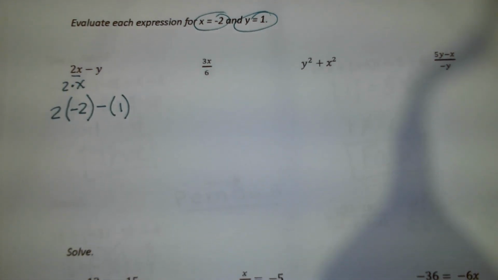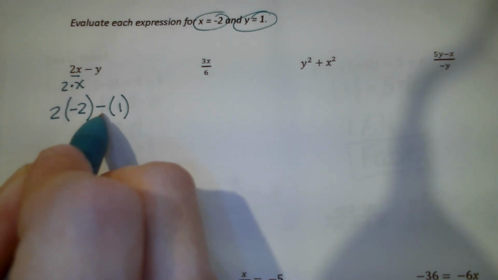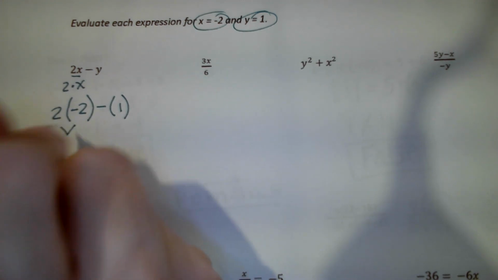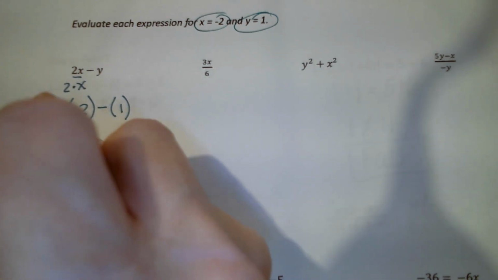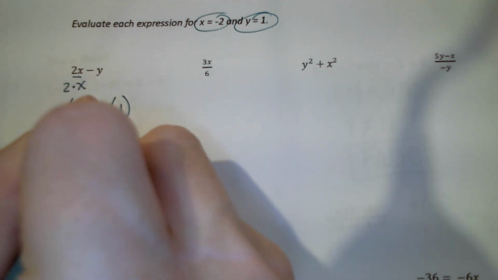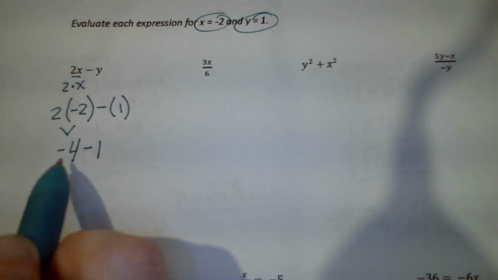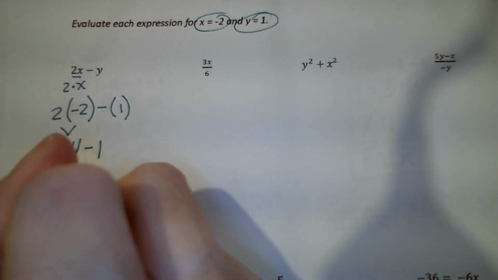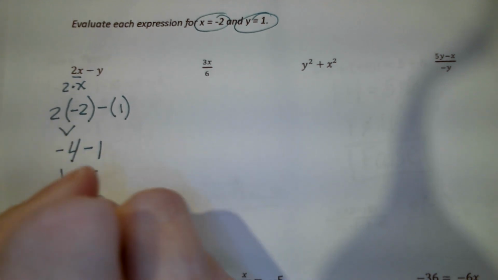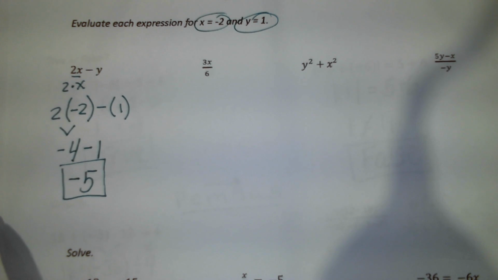Now we have an expression that we need to evaluate with PEMDAS. Here I have multiplication, here I have subtraction. I'm going to do multiplication first. 2 times negative 2 is negative 4 minus positive 1. I bring down the next term. Then I have negative 4 minus 1 is negative 5. So our expression evaluates to negative 5.